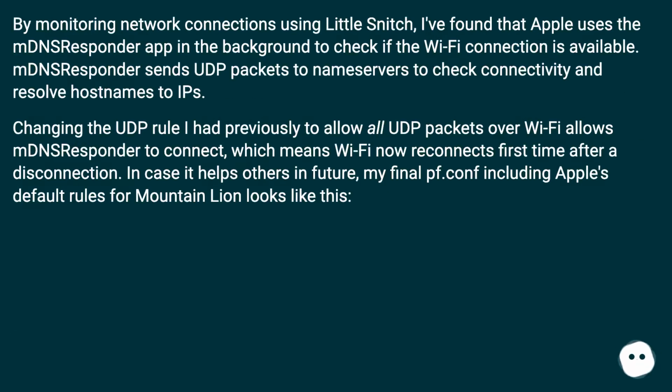By monitoring network connections using Little Snitch, I've found that Apple uses the mDNSResponder app in the background to check if the Wi-Fi connection is available. mDNSResponder sends UDP packets to name servers to check connectivity and resolve host names to IPs. Changing the UDP rule I had previously to allow all UDP packets over Wi-Fi allows mDNSResponder to connect, which means Wi-Fi now reconnects first time after a disconnection.